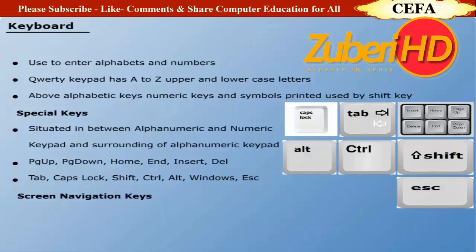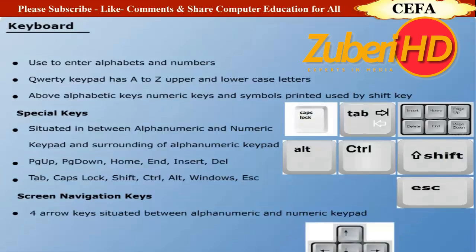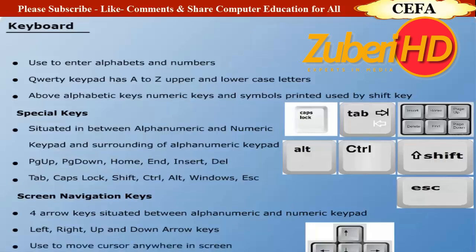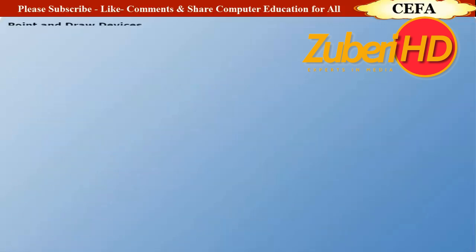Screen navigation keys. These are called arrow keys, situated between alphanumeric and numeric keypad. These are 4 arrow keys: left, right, up and down arrow keys. These are used to move cursor anywhere on the screen.